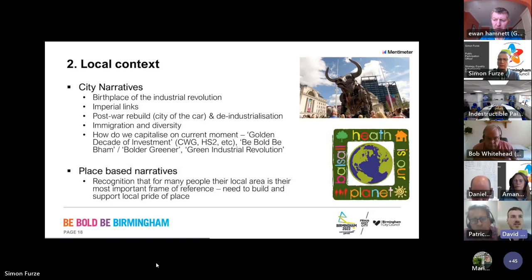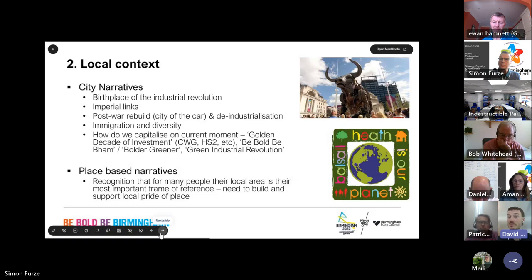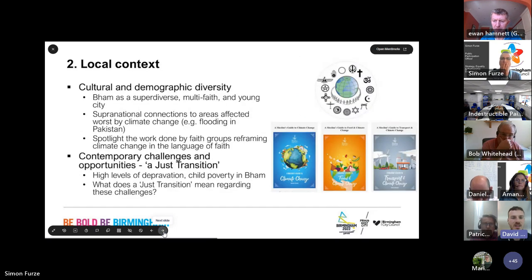But then as well, a recognition that for lots of people, their local community often is the frame through which they see the world around them, whether that's something like Balsall Heath or Acocks Green, or any other parts of the city. There's a real strong local identity. Quite often, these can be harnessed into positive climate action. So it's being aware of that and what can be done there. Jump to the next slide, Simon.